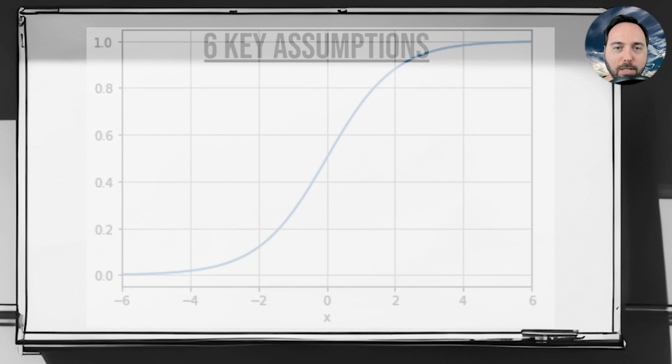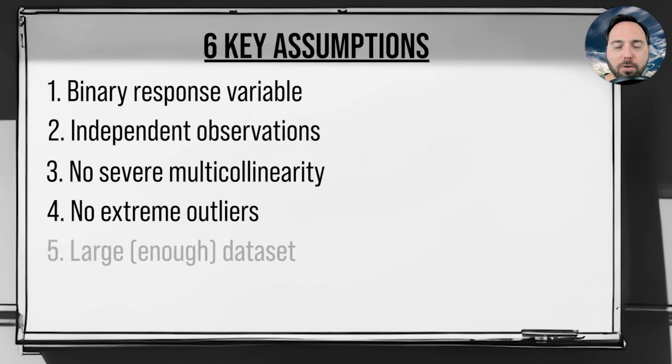The fifth assumption around logistic regression is that we have a large enough dataset. If you only have a few records, logistic regression likely won't have enough information to give you a solid answer, so you need a good number of observations to have confidence in your answer. What's a good number of observations?